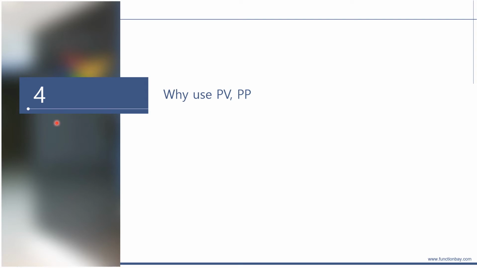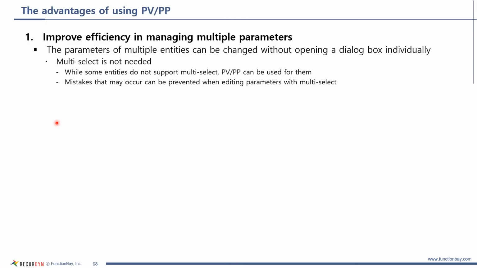So far, I have explained parametric value and parametric point. In this session, let me explain why we need to use parametric value and parametric point, and the advantages of using PV and PP. With PV and PP, you can improve the efficiency of managing multiple parameters. In RecurDyn, you can certainly use the multi-select function to change the parameters of multiple entities at once. However, if using PV and PP, you simply need to change the PV, PP in their dialog box without multi-selection. As a result, mistakes can be significantly reduced.